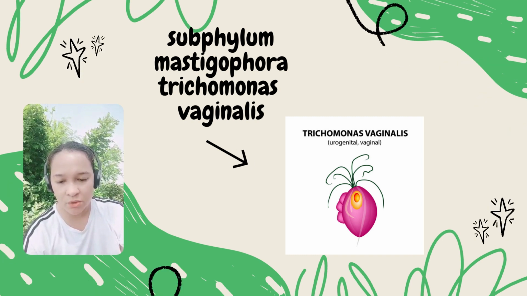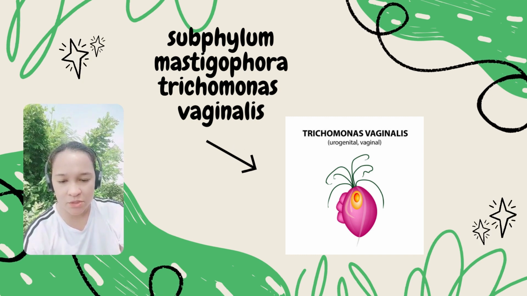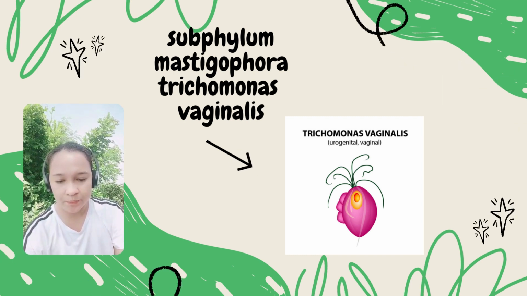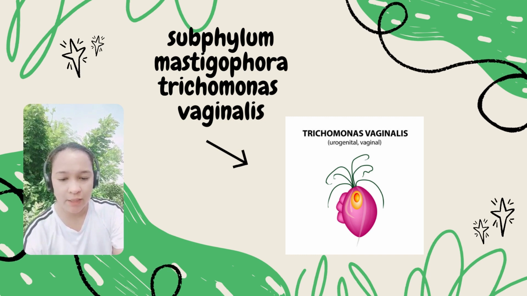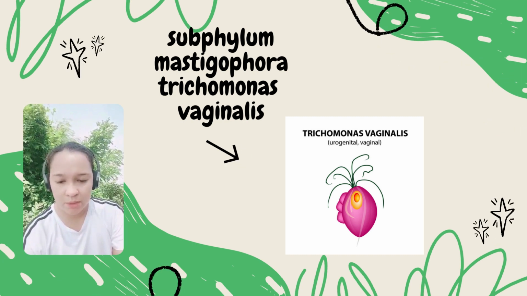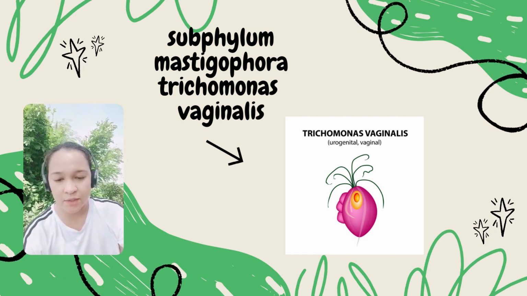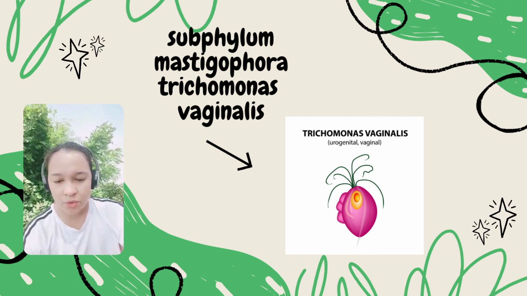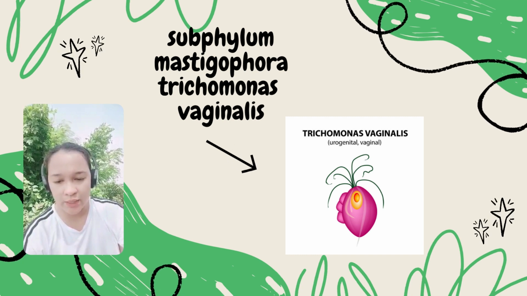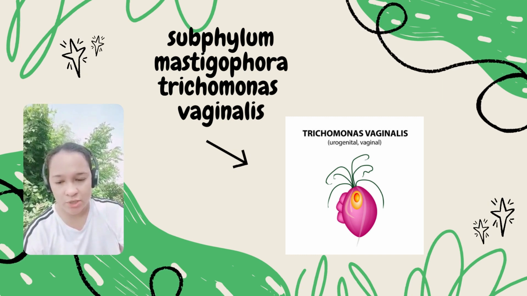Infection in infants occurs as the infant passes through the infected birth canal of the mother during vaginal delivery. The infected infants may manifest conjunctivitis or respiratory infection. Diagnosis is made by the finding of the characteristic protozoa in a wet mount of vaginal or prostatic secretion, urine, and urethral discharges.